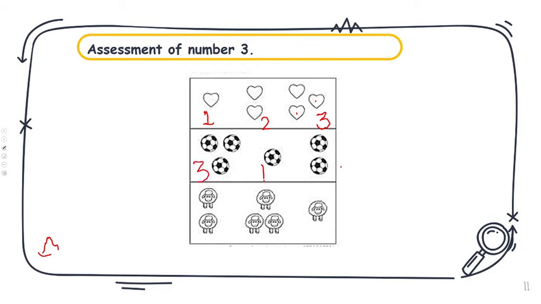Okay, let's count the lamps. How many lamps are these? 1. How many lamps are these? 1, 2. How many lamps are these? 1, 2, 3.